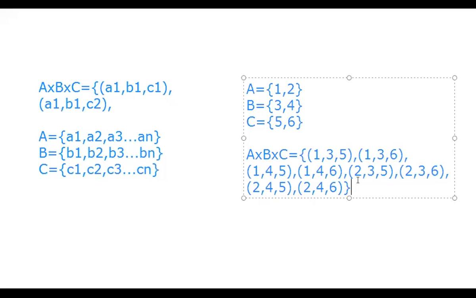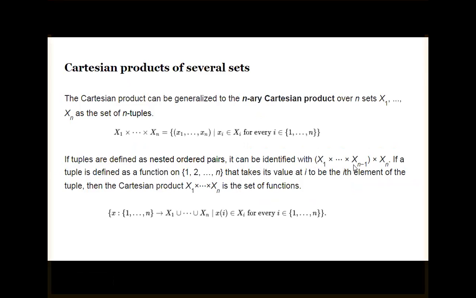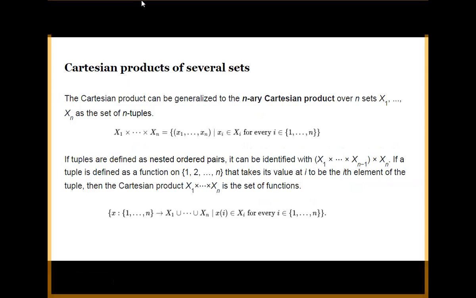आता यामध्ये अजून एक जर ऑर्डर्ड पेअर घ्यायची असेल, 2 टपल मध्येच तो एलिमेंट आपल्याला घ्यायचा असेल जो सेकंड पॉइंट होता. 2 टपल्स मध्ये if tuples are defined as nested ordered pairs it can be identified as x1 cross x2 cross xn minus 1 cross xn. How we will take it, I will show you.